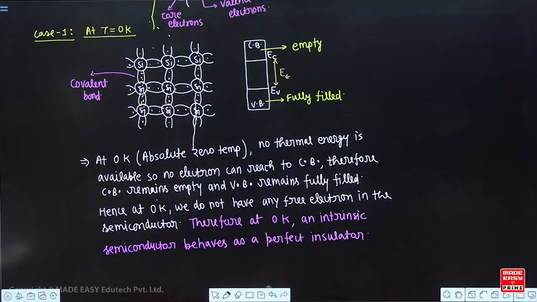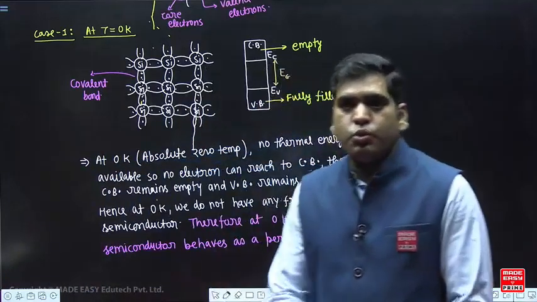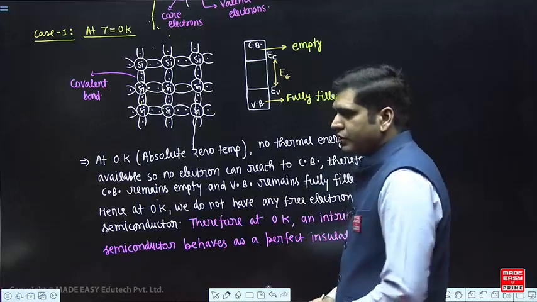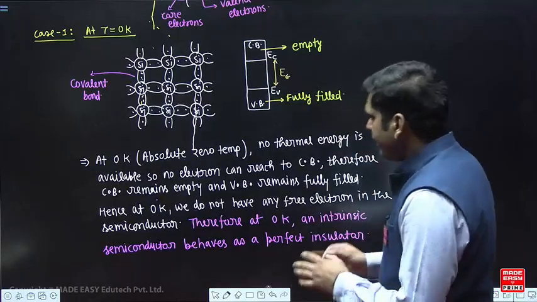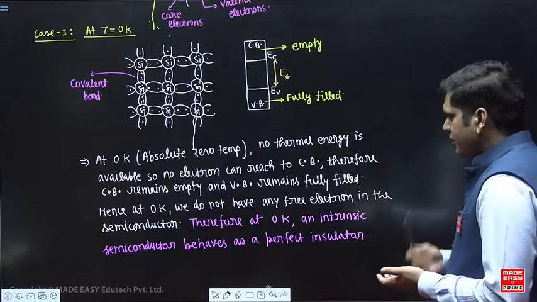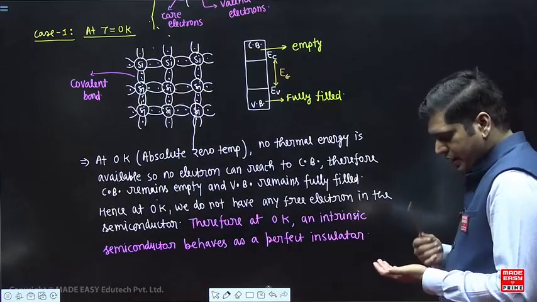That is all for today. In the next class, we will study case 2, where we will discuss the behavior of an intrinsic semiconductor at non-zero temperature. But today we have discussed the behavior of a semiconductor at 0 Kelvin temperature, and at 0 Kelvin it is behaving like a perfect insulator, like an ideal insulator.